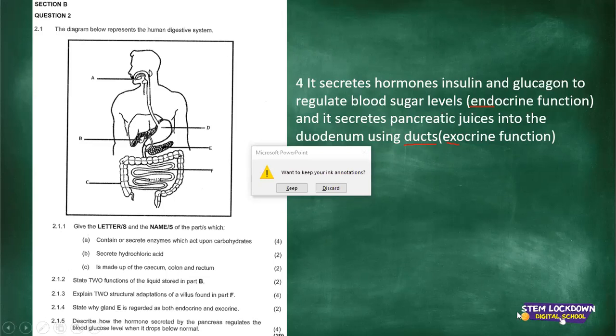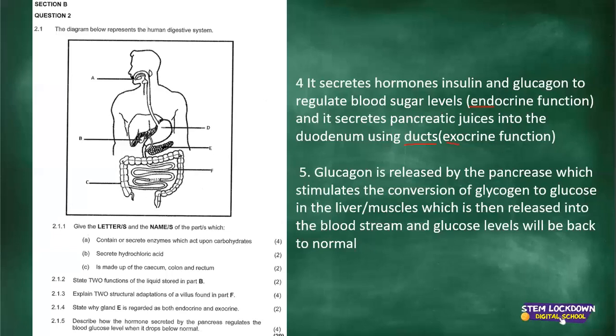And then question 2.1.5. Describe how the hormones secreted by the pancreas regulate the blood glucose level. Change to a different internet connection. I hope now we can get to finish this part. So I was trying to explain, and I sincerely apologize for that, guys. They are asking about the hormone, particularly the one that is secreted when glucose levels drop. So remember I mentioned you have both insulin and glucagon.